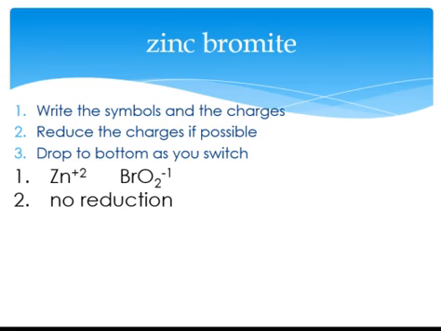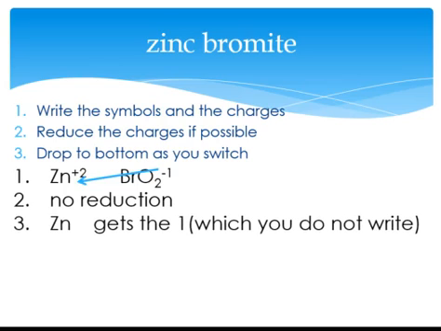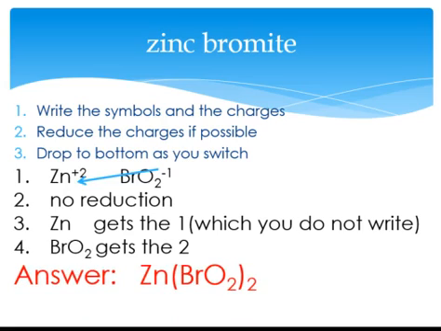Switch to subscripts. So the Zn is going to get the 1, which we don't write, and the BrO2 is going to get the 2. And because it is a 2 and not a 1, I'm going to have to put the BrO2 in parentheses. Okay, so that's where that 2 is coming from. It's coming from the zinc. I don't just write 2 after the oxygen, and I don't just put the oxygen in parentheses. It's the whole thing. And that's all one word now. Bromite is one thing. Don't separate it.